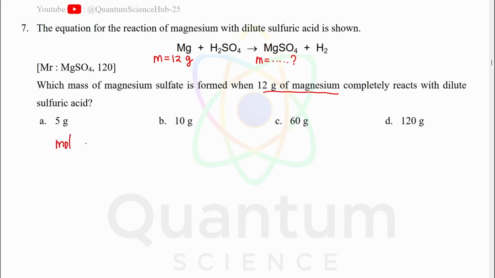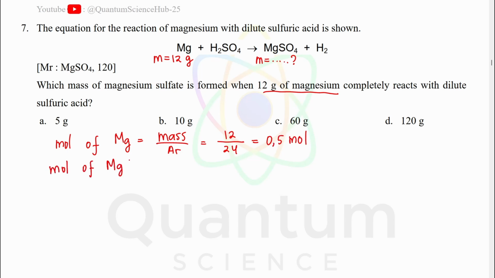Let's find the mole of Mg. So mole equals mass over AR or MR. So the mass is 12 grams. And if you check in the periodic table, the relative atomic mass of Mg is 24. So it equals 0.5 mole. Next, we find the mole of MgSO4. So the coefficient of MgSO4 here is 1, and the coefficient of Mg is also 1. So the ratio here is 1/1 times the number of mole of magnesium. So it equals 0.5 mole.